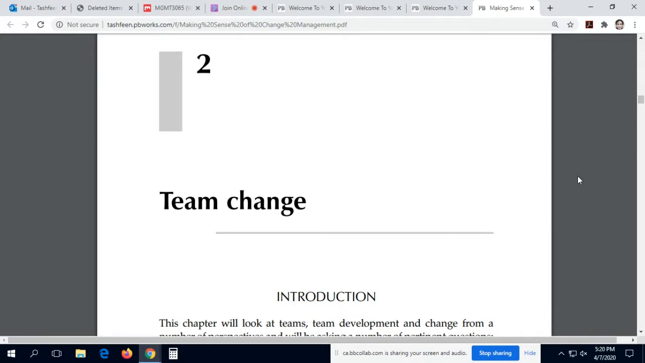So these were some of the things which I wanted to say about team change. In the first week we spoke about individual change. This week we spoke about team change, and that is, I think, what I wanted to say.